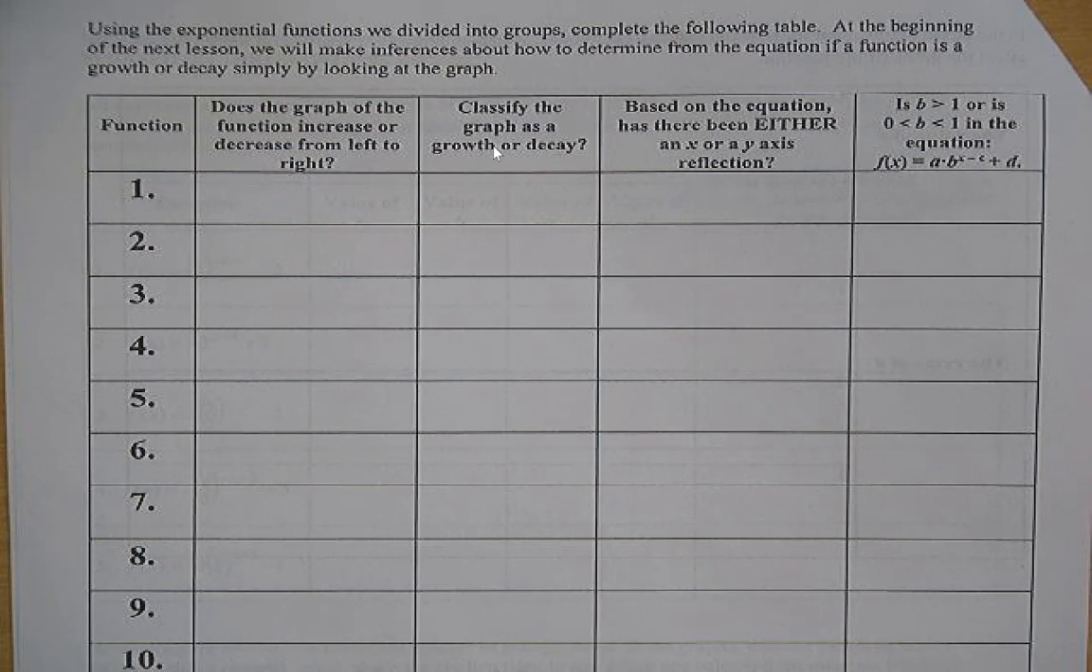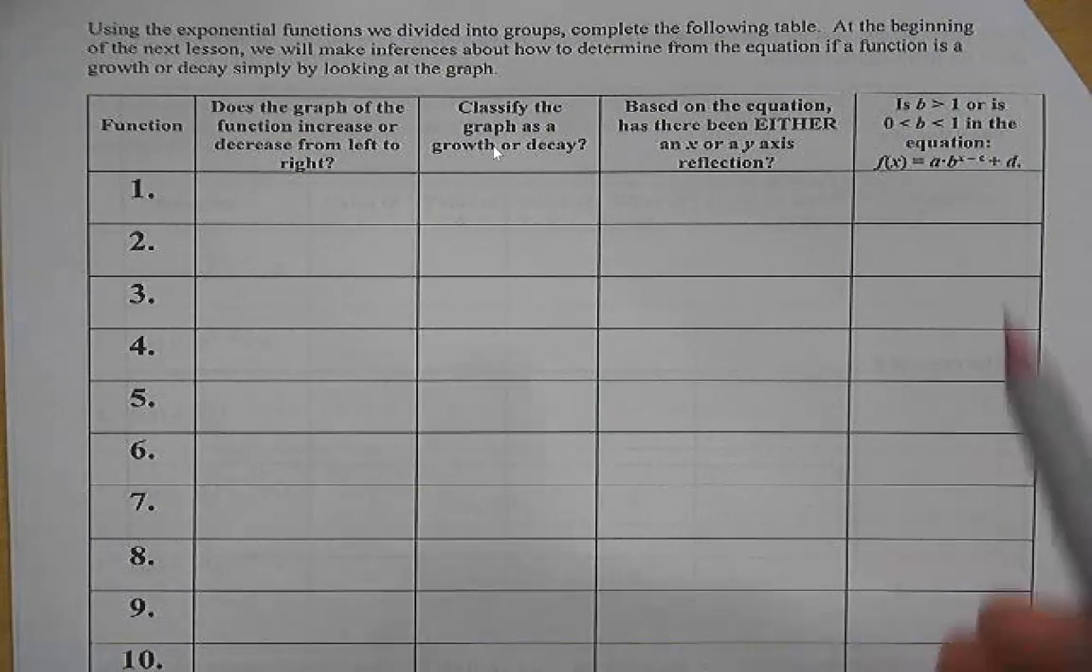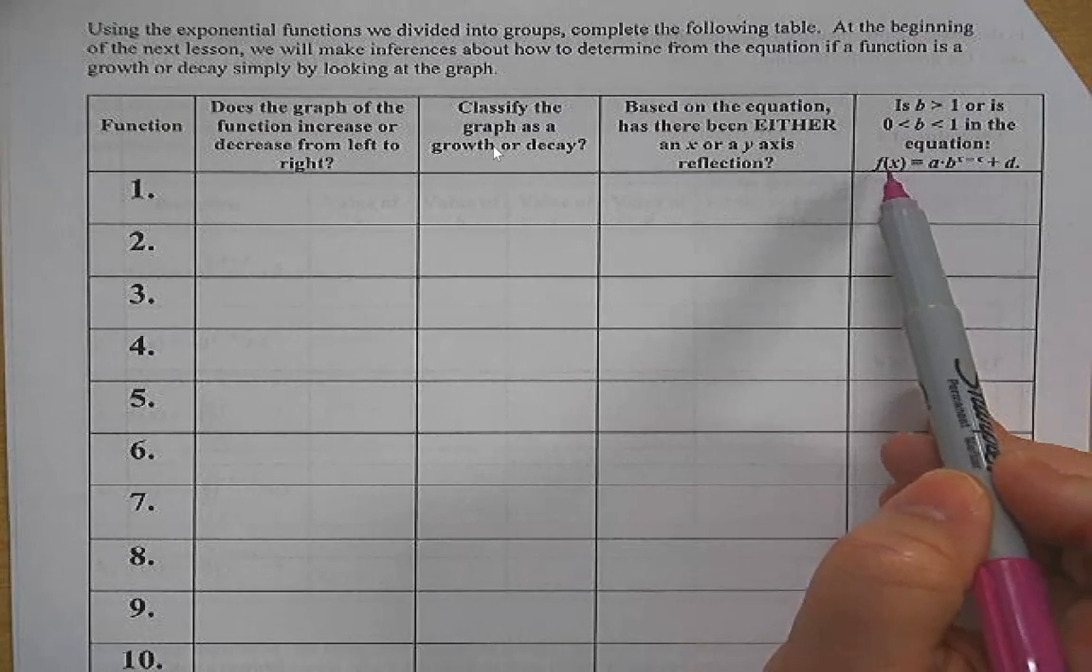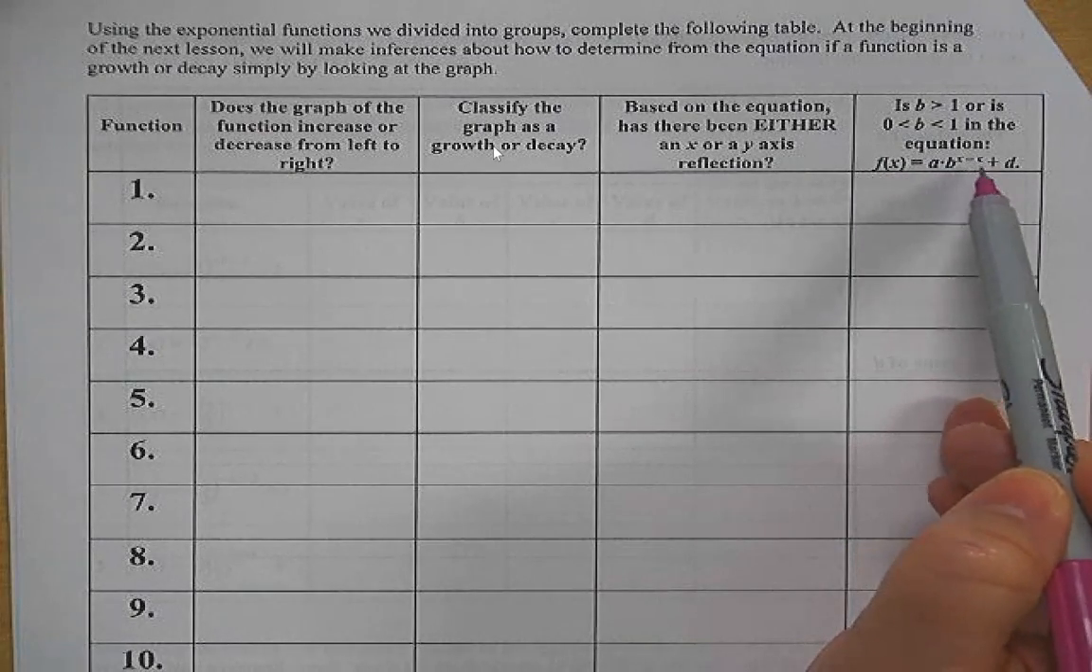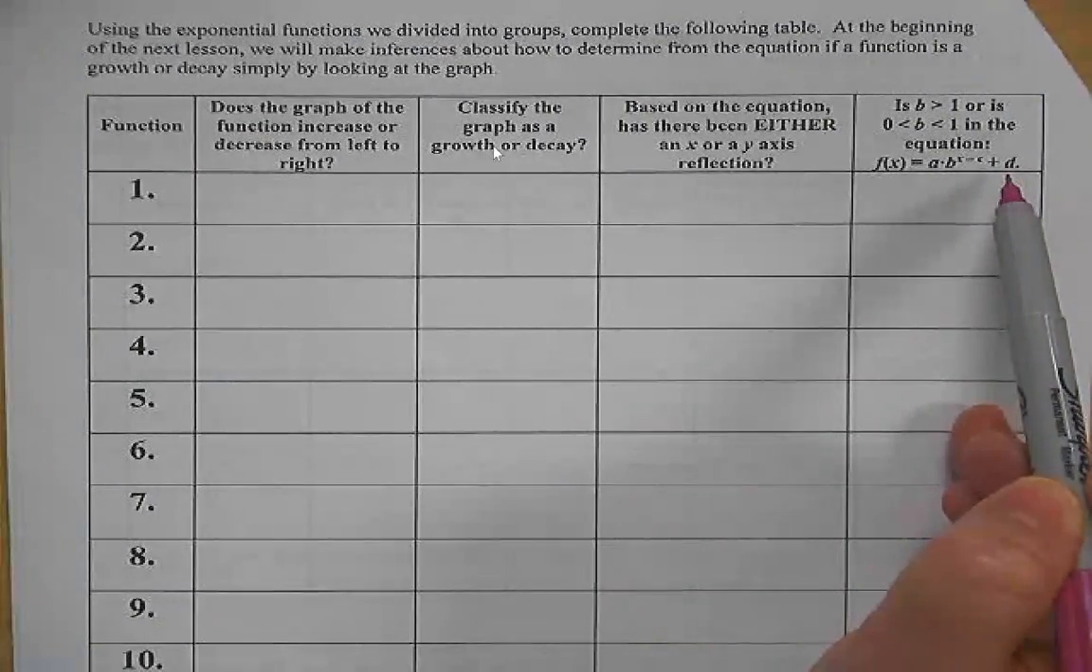We are working with Unit 5, Lesson 2. And so this is at the end of Part A of those notes. And we have been looking at exponential functions and how the function and the graph correlate to one another. So I want to draw your attention to the right side of the page over here where it says f of x equals a times b to the power of x minus c plus d.